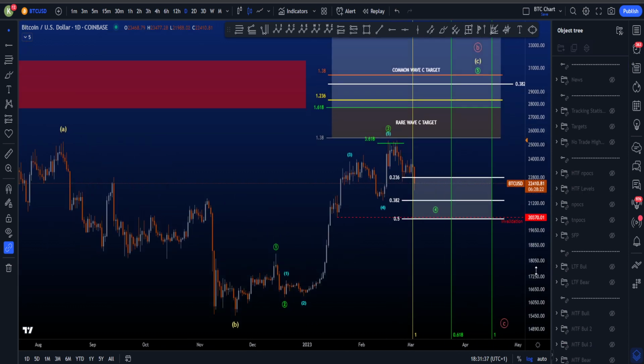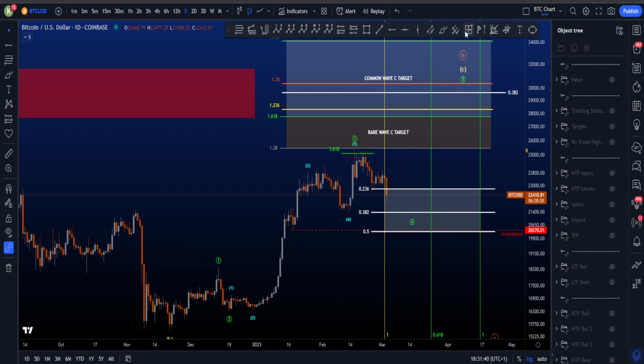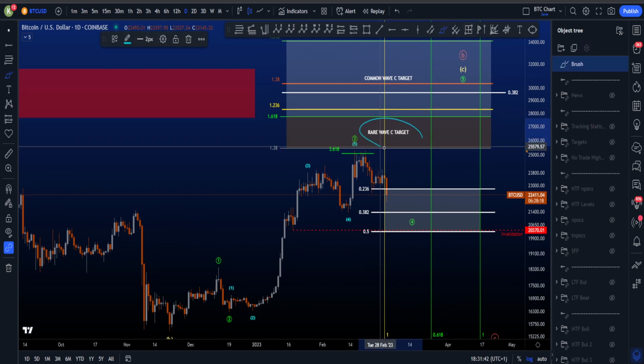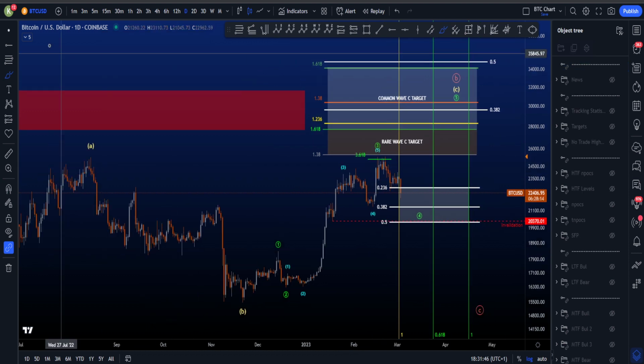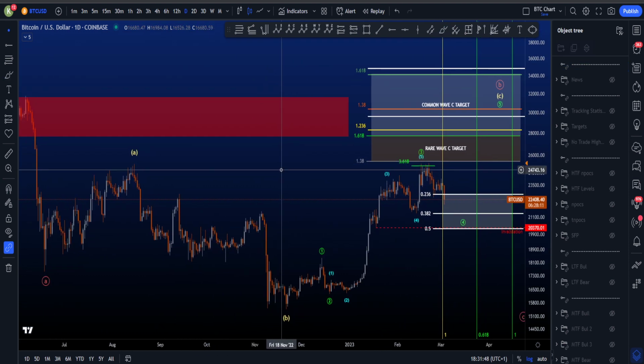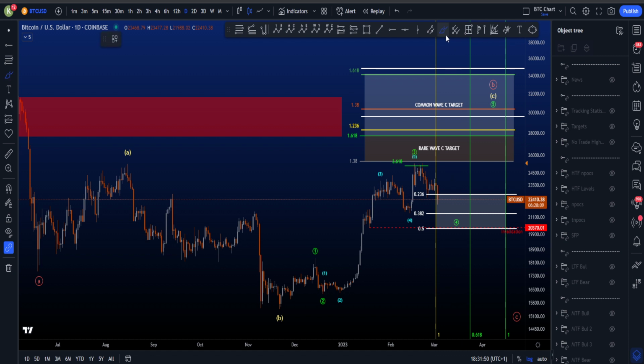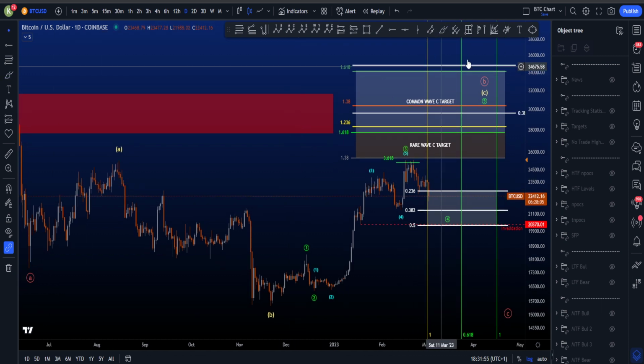Now then, if we zoom in just a little bit, you can see that price did not yet reach the rare wave C target as well as the common wave C target. Now, how do you know what's common and what's rare? Of course, you can educate yourself online, and I will put two links in the description that I think are very useful for you if you want to educate yourself more about Elliott waves.